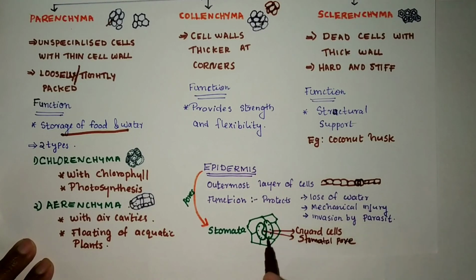Opening and closing of these pores, the stomata, is mainly dependent on these guard cells. The main function of stomata is helping in the exchange of gases. Another function is helping in transpiration, meaning loss of water from plants, which we call transpiration.